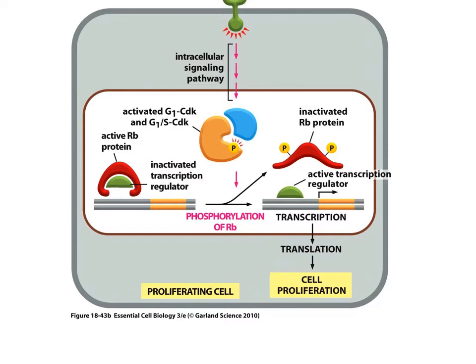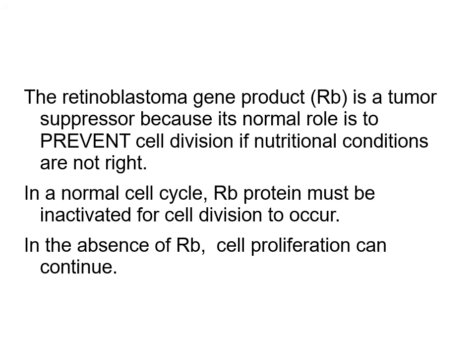So you can see that if you didn't have RB in the first place, you don't need to have the signals to cause it to be released from the transcription factor. The transcription factor can just be active, irrespective of the position in the cell cycle. This is going to drive cell proliferation under very inappropriate circumstances. Its job is to prevent cell division if nutritional conditions are not right, so in its absence, cell proliferation can continue.